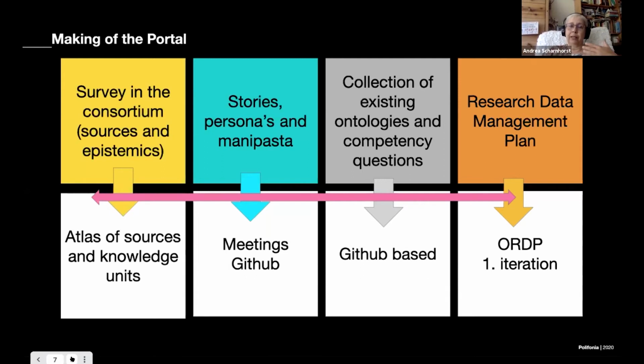And in parallel, the group came together and developed archetypical personas and stories, what kind of quest for information those personas would probably go onto. And then Manipasta kind of workshops were organized around that to give that more shape as another kind of glue among the different pilots. And then, of course, what all of you familiar with semantic web will recognize is a collection of existing ontologies and competency questions.